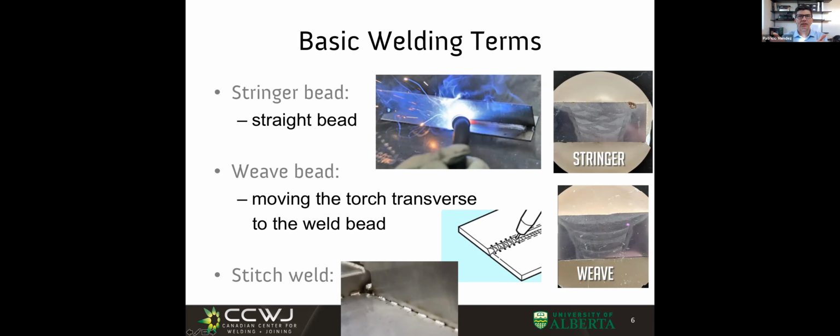Another type of weld is the stitch weld. This is good to reduce residual stresses. It's good in many aspects, especially in civil construction, right? And you get to see the stitches. And there are special symbols for these stitches.